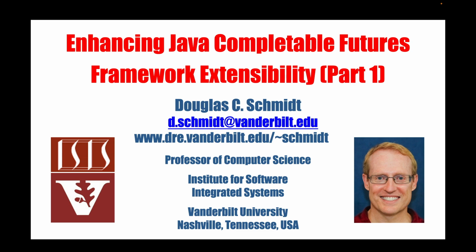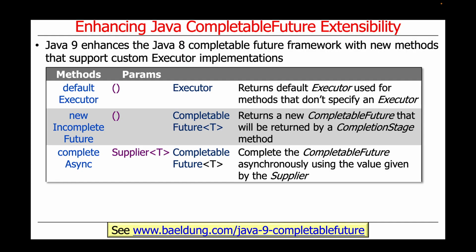Welcome to part one of our lesson that describes how to enhance the extensibility of Java's CompletableFuture framework by integrating it with the virtual thread mechanism available in Java 19. The hooks for enhancing Java's CompletableFuture framework were actually added in Java 9, which enhanced the Java 8 CompletableFuture framework with new methods that support custom executor implementations.